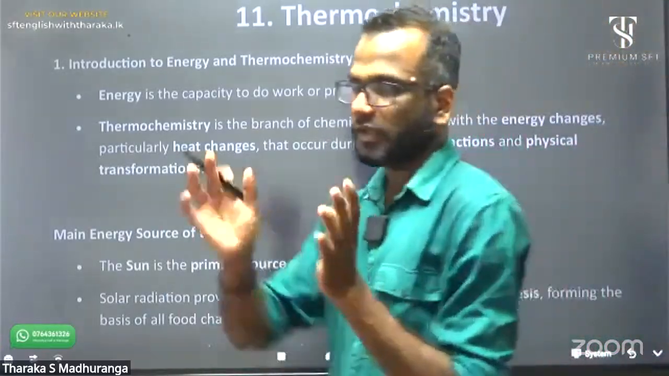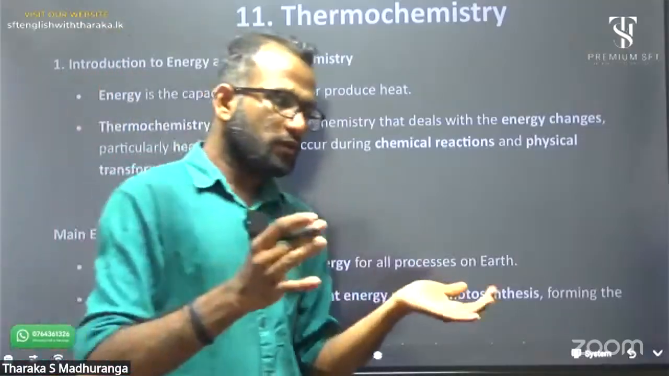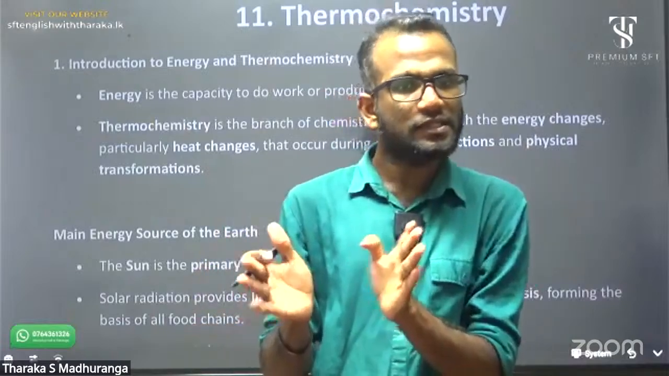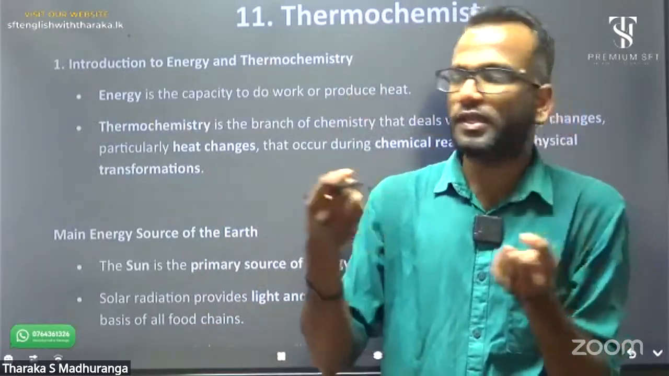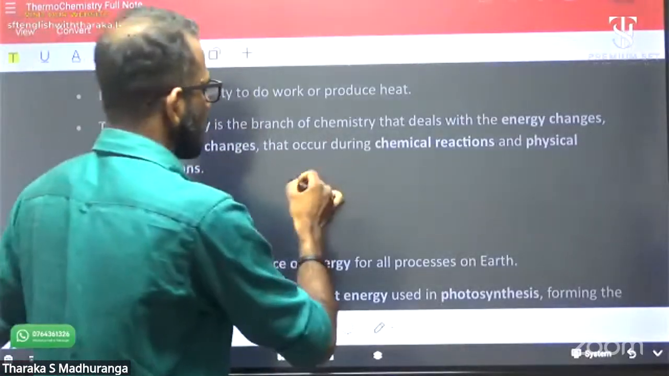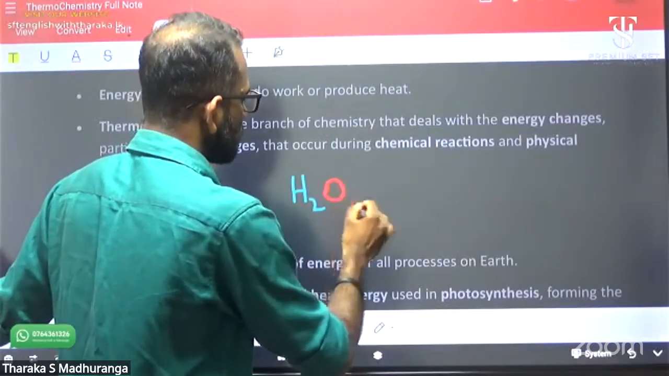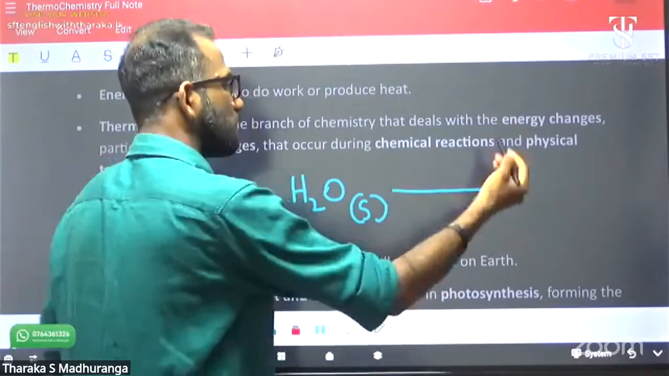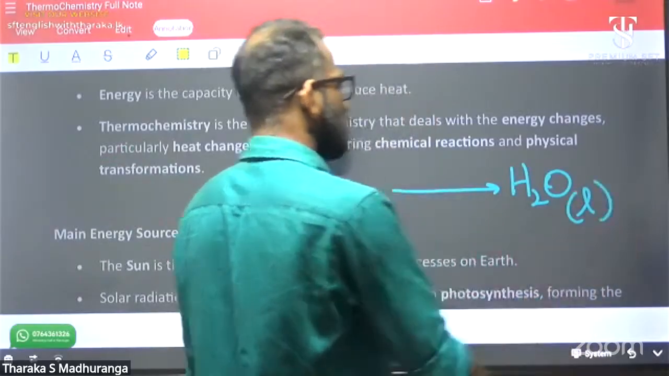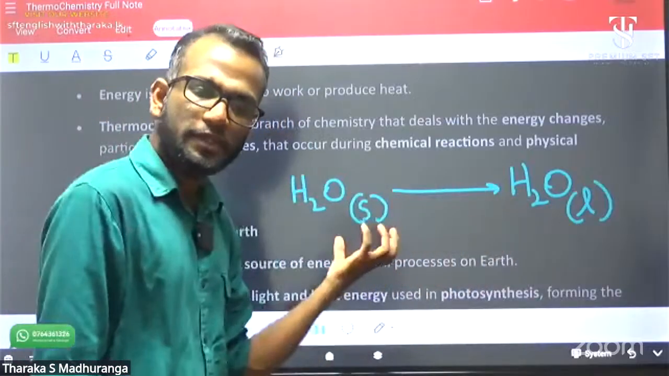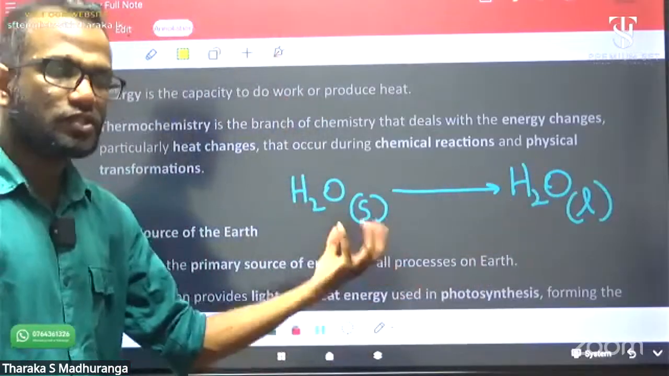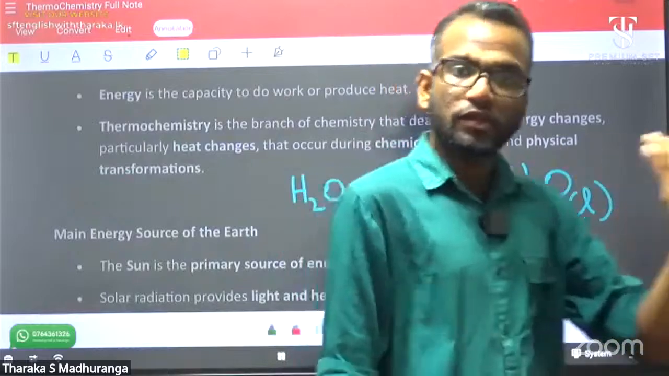Now, any chemical changes? As an example, an ice cube is in solid state. If it is converted to liquid state, it is water. H2O in solid state converts into H2O in liquid state. No chemical change, only the physical state changes. That's called melting. Not only that, vaporization and sublimation are endothermic processes.